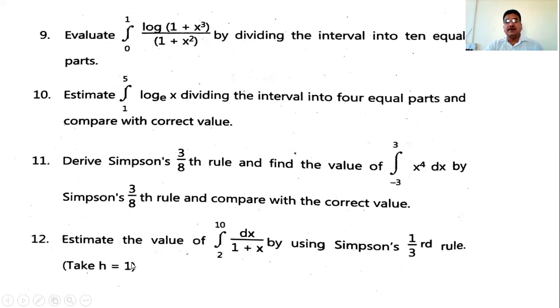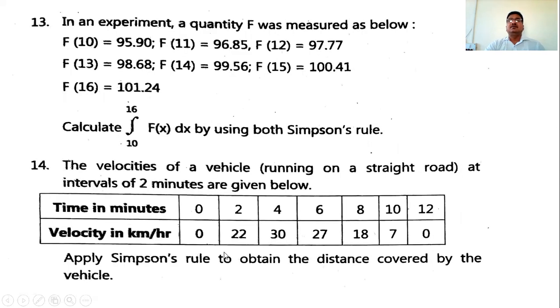The h is given. So h is 1. Already this problem is solved in the illustrated problems. Then this is also an example. Here, in the experiment the quantity f was measured as follows, and calculate the integration from 10 to 16 of f(x) dx by using both Simpson's rules, that is Simpson's 1/3 rule and Simpson's 3/8 rule.